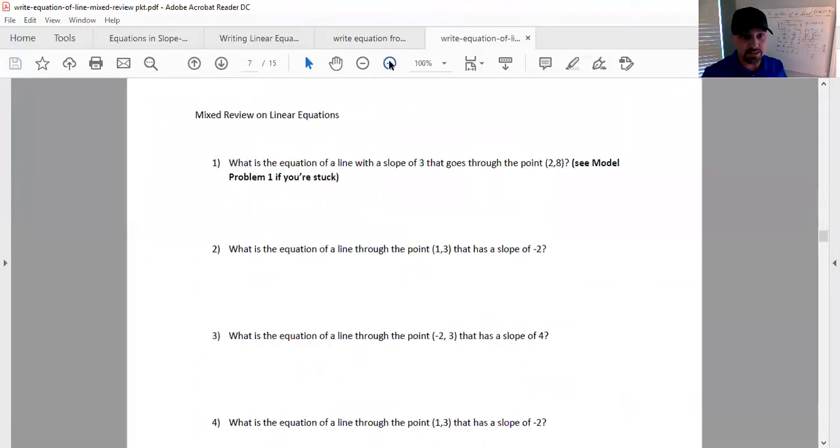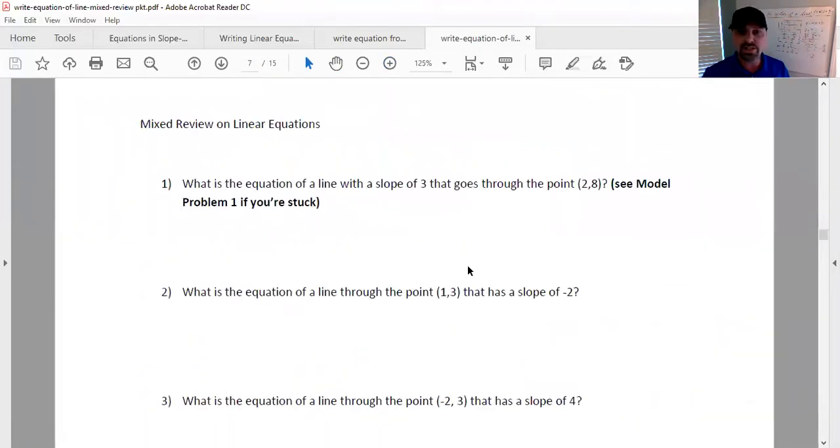Number 1 says, what's the equation of a line with a slope of 3 that goes through the point (2, 8)? Okay, now that's exactly what we were just working on, except a little bit easier. They've already given you the slope. So if you know the slope and you have the point (2, 8) that is a point on the line, what's the equation of the line? Okay, go ahead and try that one and then come back.